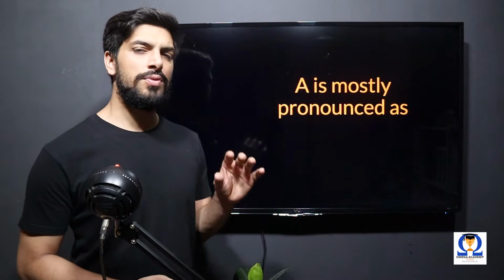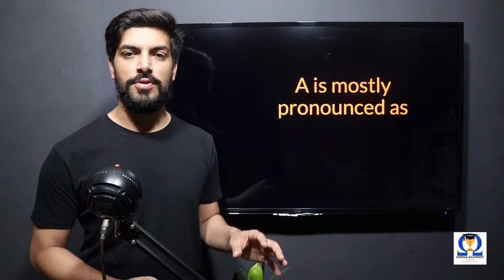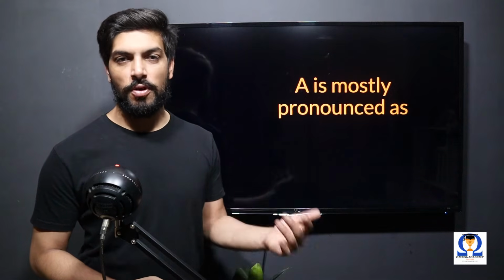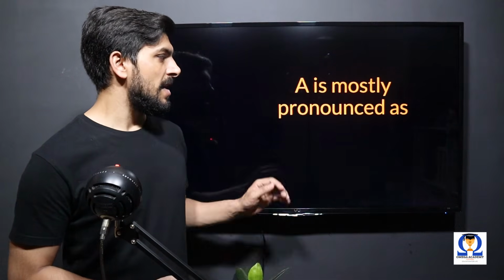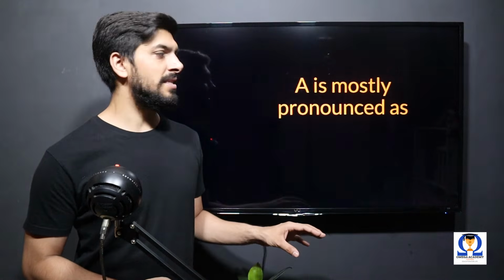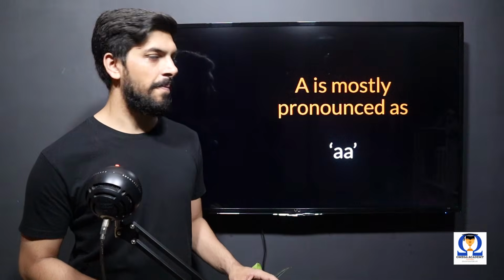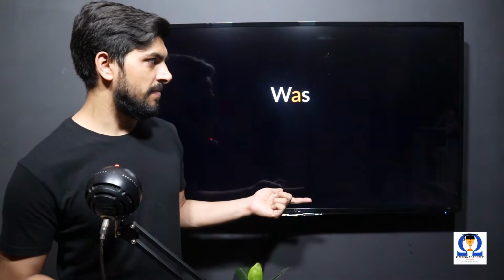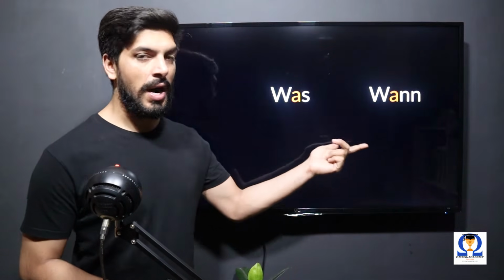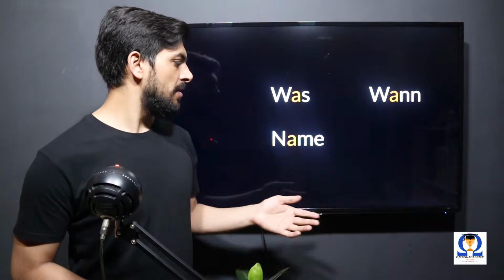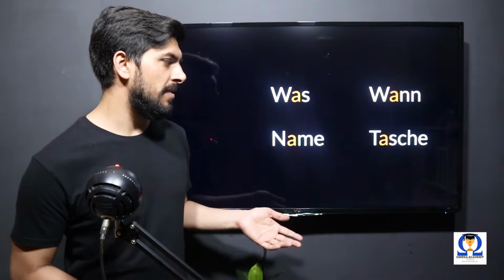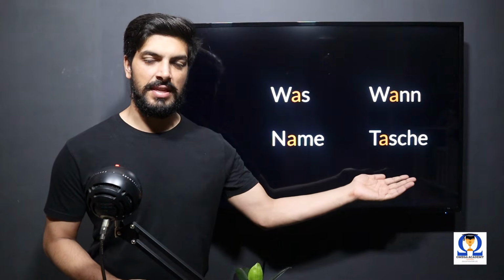Now let's go through some rules which will help you to pronounce or read German properly. Right. A is mostly pronounced as ah. Not ay anymore in German. Ah. Was. That is what. Wann, that is when. Name, that is name. And finally, Tasche, that is bag.